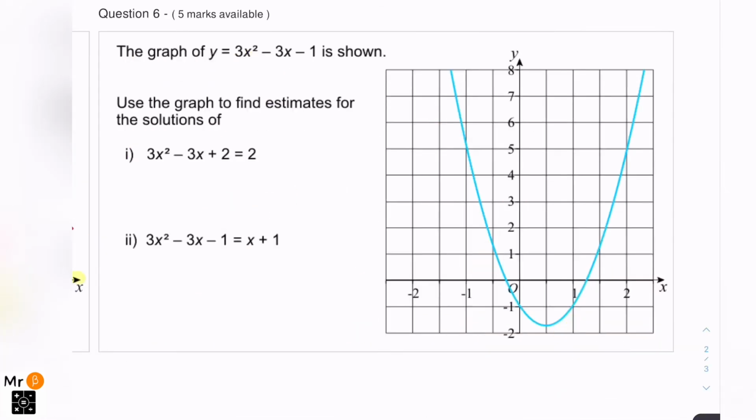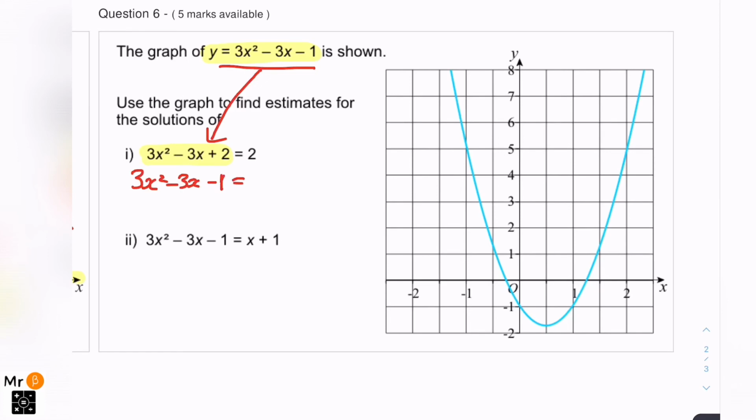So question 6, our final question. It's again drawing you the graph y equals 3x squared minus 3x minus 1. And it wants you to find solutions to these two equations. You'll notice that at the moment our graph which has been drawn does not match the equation which you've been given. So to begin with, we are going to rearrange this so that they look the same.